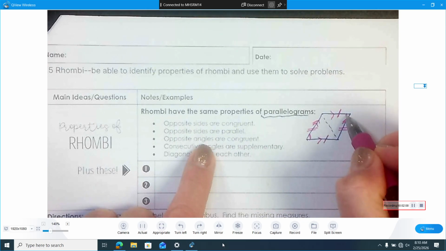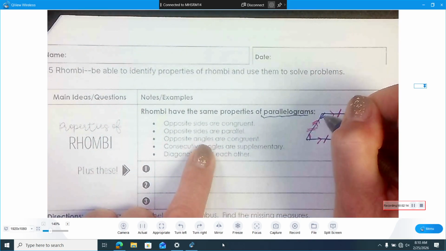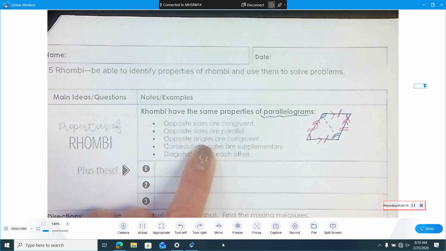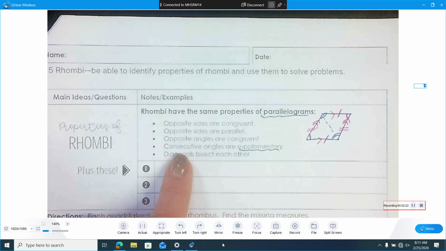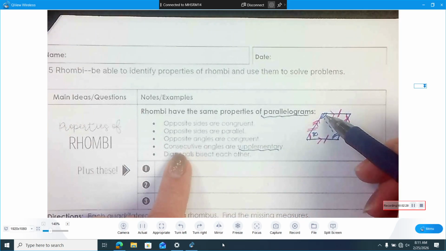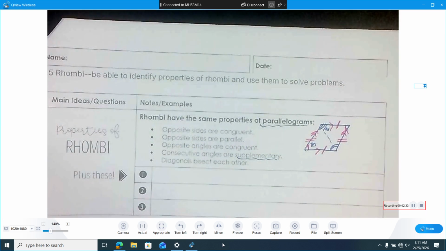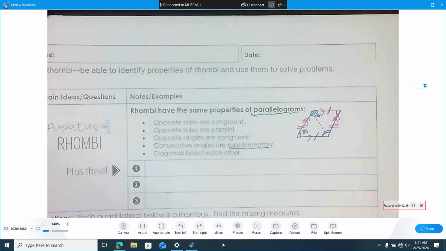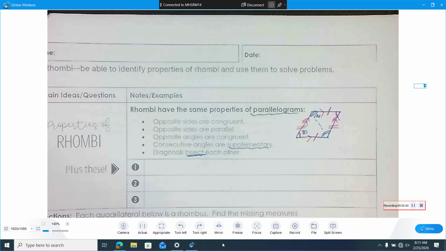So here we have opposite angles that would be marked the same. And over here we maybe have some different angles that are supplements. So consecutive angles are supplementary. So that's important to recognize. If this angle is 80 degrees, what's this angle up here? 100. All right, so 80 and 100, they add to be 180 degrees. And also, just like a parallelogram, the diagonals bisect each other. So they're split into two little congruent pieces, okay? But they're not the same length like in a rectangle.